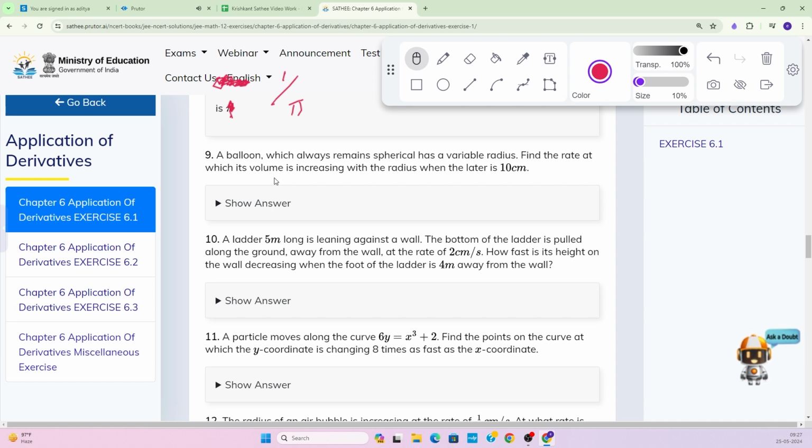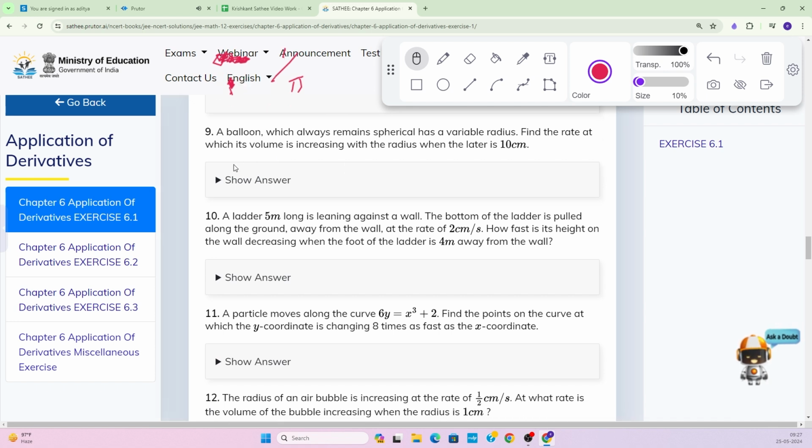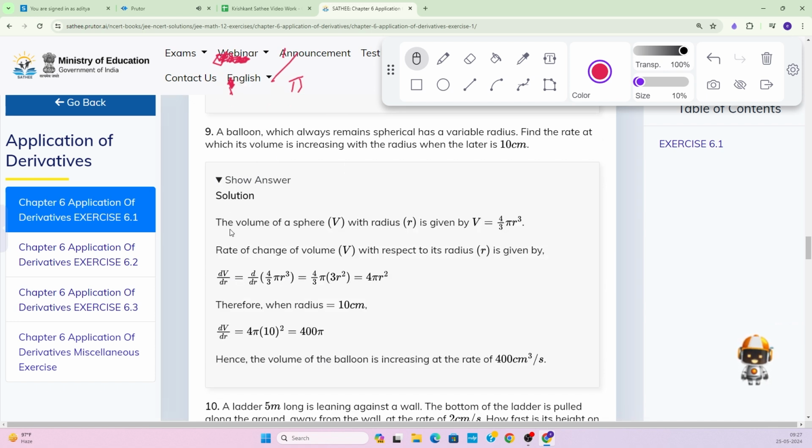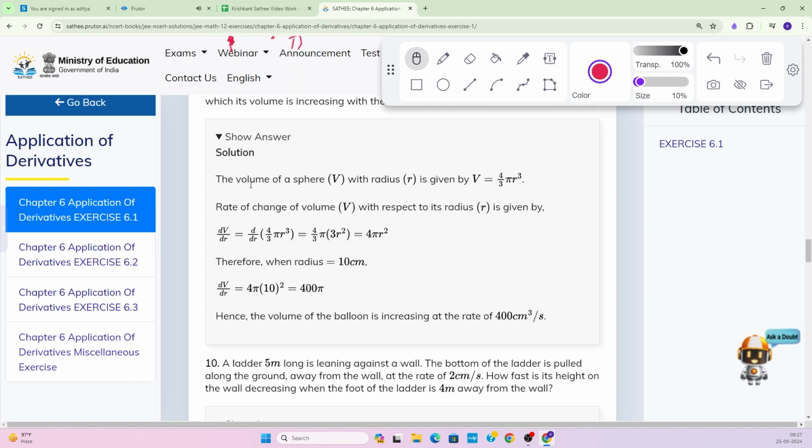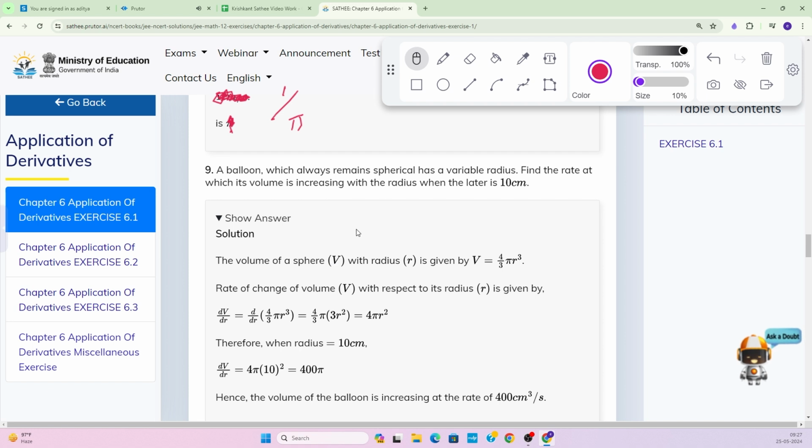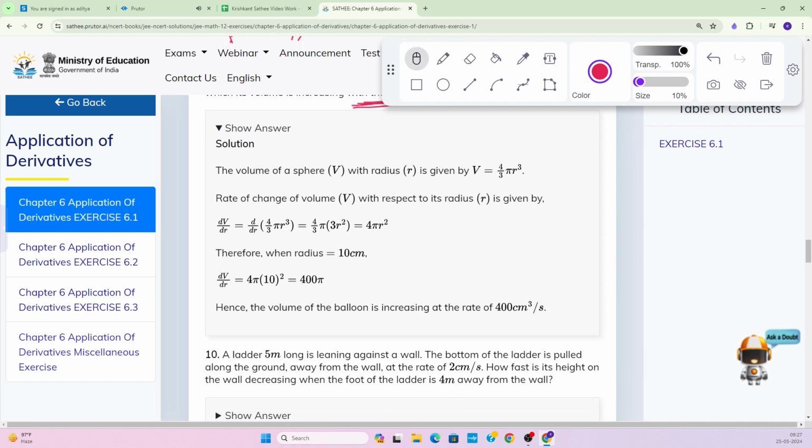First of all, V is equal to what? You all know V is equal to 4 by 3 pi r cube. You just saw that. Now dV by dr. What you want is to find the rate at which its volume is increasing with respect to radius. The question is already telling you with respect to what you have to find your rate. So this means dV by dr you have to find.